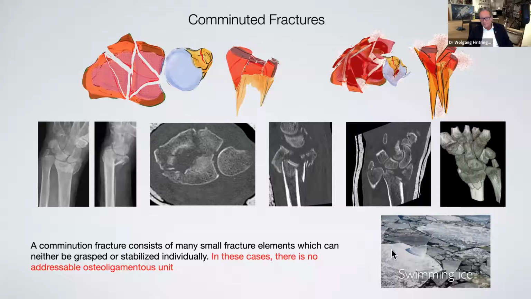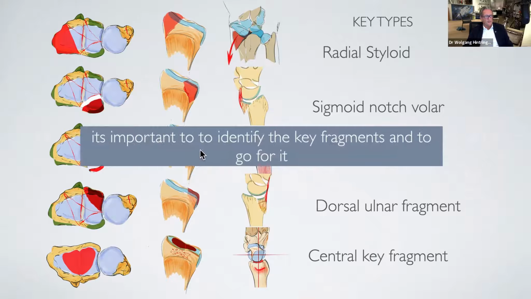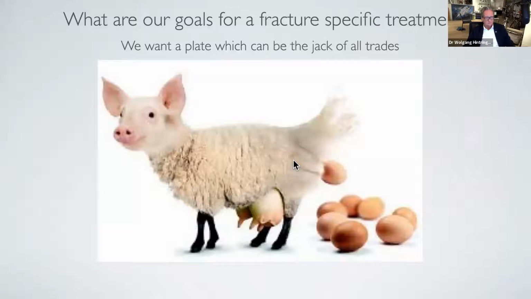They are like swimming eyes, and you have to decide if you go in and make some attempt to fix them, or if you put some other device on it and leave them how they are. So we have a lot of key type fractures: radial styloid, sigmoid notch, volar rim, dorso-ulnar, central key fragment. It is important to identify these key fragments, to have a concept and to go for it.